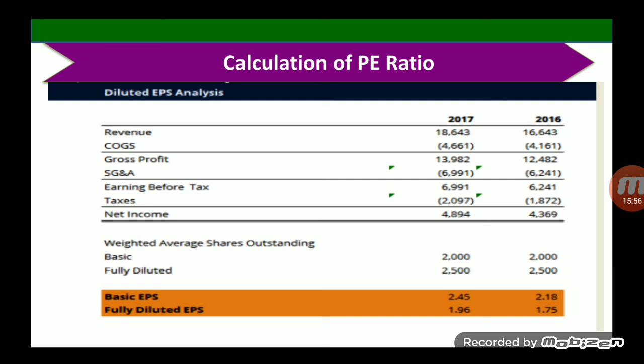So here you can observe that the diluted earning per share is less than basic earning per share. In 2017, 4,894 is the net income. If we divide it by 2,500, we get the value 1.96. So 1.96 is less than 2.45. So diluted earning per share is less than basic earning per share.